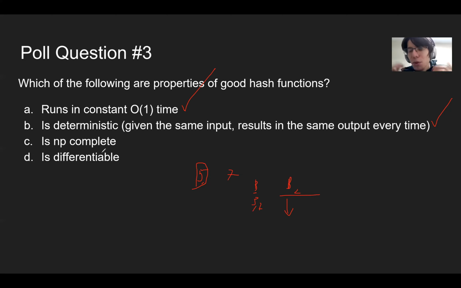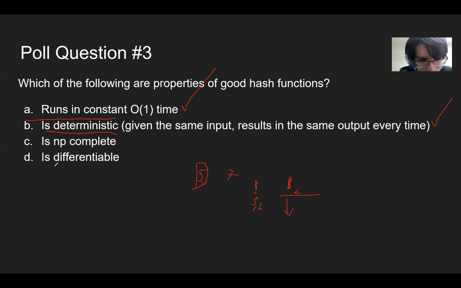But the why maybe isn't as important as just knowing that it's the case, though I think sometimes knowing why helps you understand the whole idea together. So the properties of good hash functions are running in constant time and being deterministic. The next two are not as important. NP complete, well, we don't want it to be NP complete. That would actually be pretty bad. That would be very, very slow, with what we know now anyway. So that would be bad.